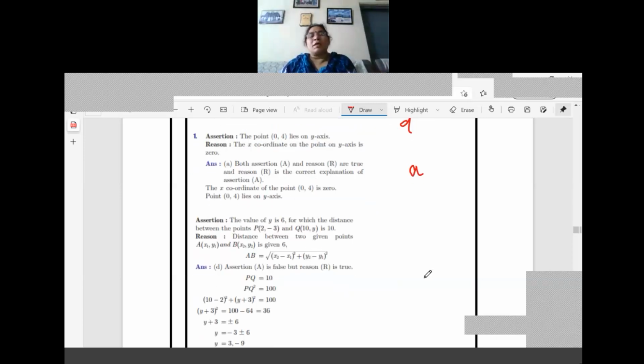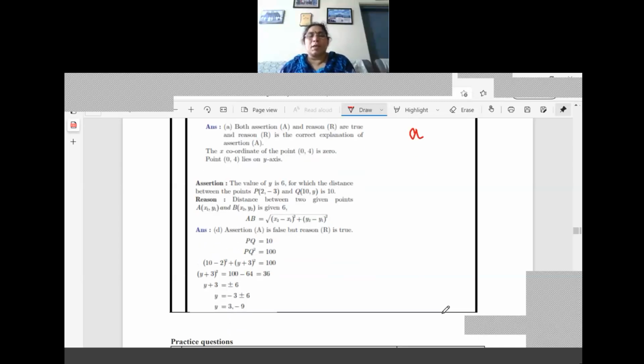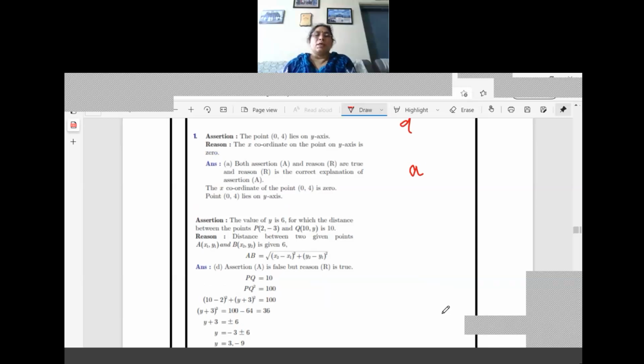The value of y is 6, for which the distance between P 2 comma minus 3 and Q 10 comma y is 10 only. So already the y value is given here, so you have to do the calculation of the distance formula and check what the value is. So now check the distance between the 2 points, 2 comma minus 3 and 10 comma 6. You just calculate, then see what answer we are getting. It is given that it is equal to 10.